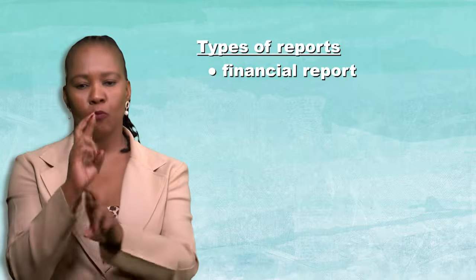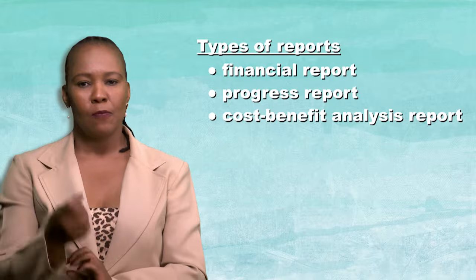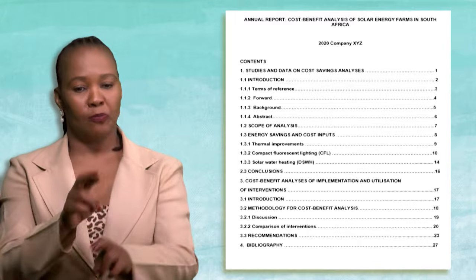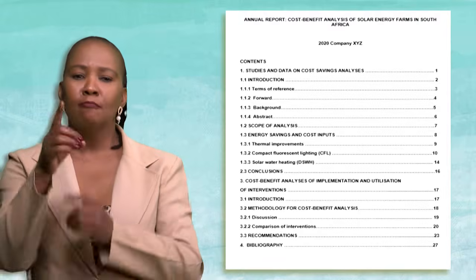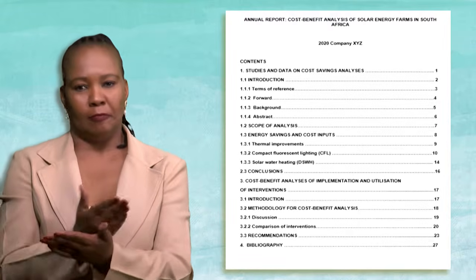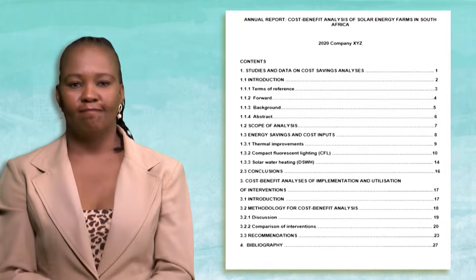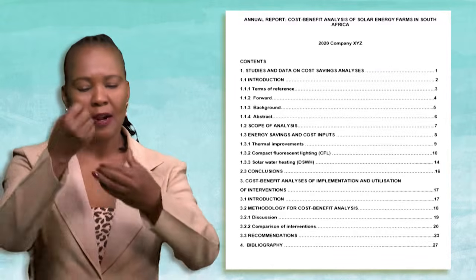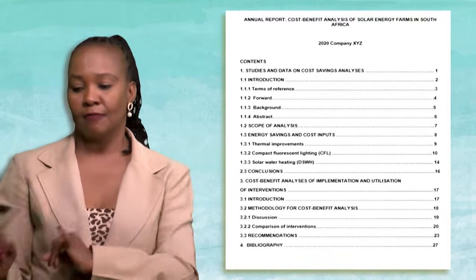There are various types of reports, such as a financial report, a progress report, a cost and benefit analysis report, and so on. The long report is a long official organizational document. It is very detailed, and it is divided into various sections and subsections that can be called chapters as well. It is based on thorough research. Therefore, a list of sources is provided and in-text references are cited.